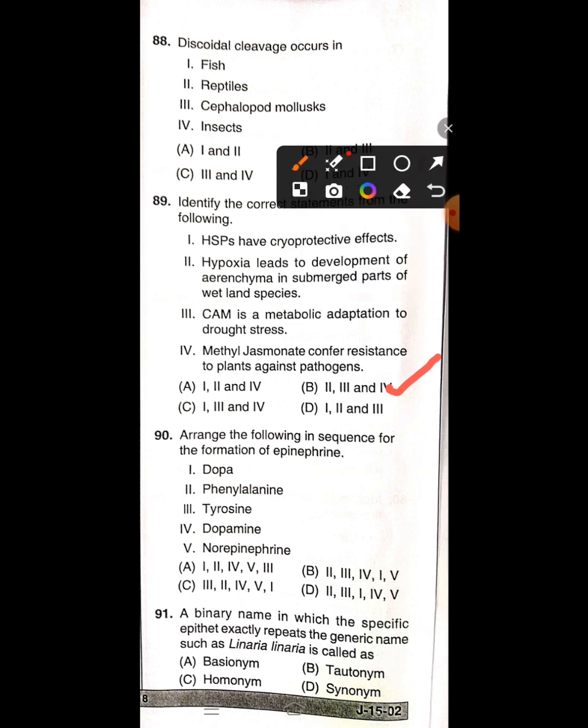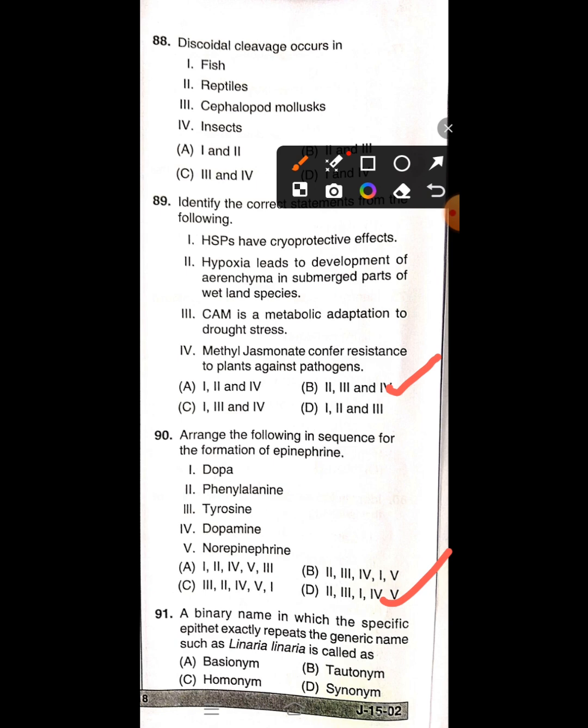Arrange the following in sequence for the formation of epinephrine. Options are dopa, phenylalanine, tyrosine, dopamine, norepinephrine. So for this the correct answer is D. You have to arrange them in a sequence. So let's see the next question.